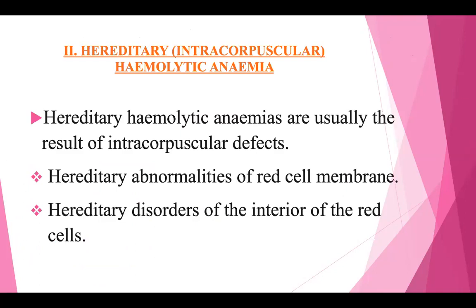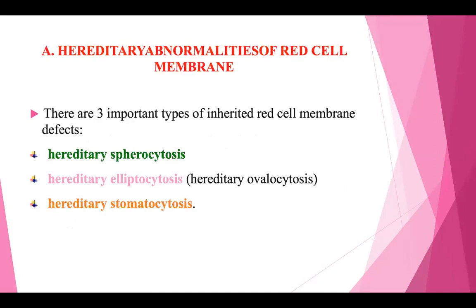examples are acquired causes of hemolytic anemia. Now we will talk about some examples of the hereditary or intracorpuscular defect that result in hemolytic anemia. For example, hereditary abnormality of the red cell membrane or hereditary abnormality of the enzymes inside the red cell. Hereditary abnormality of the red cell membrane include hereditary spherocytosis, hereditary elliptocytosis, and hereditary stomatocytosis.